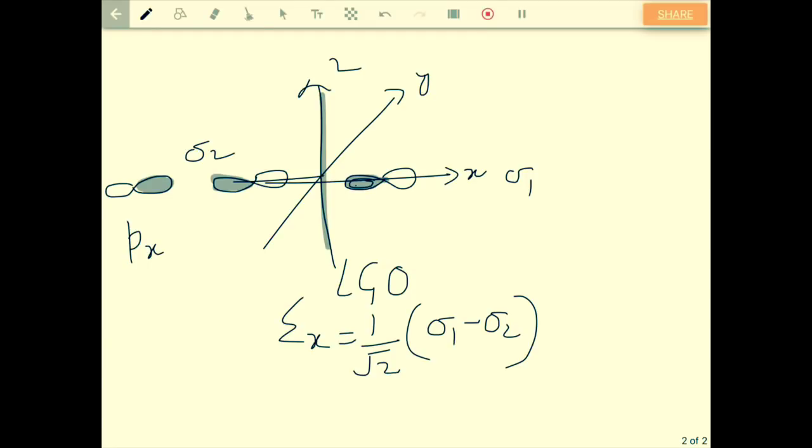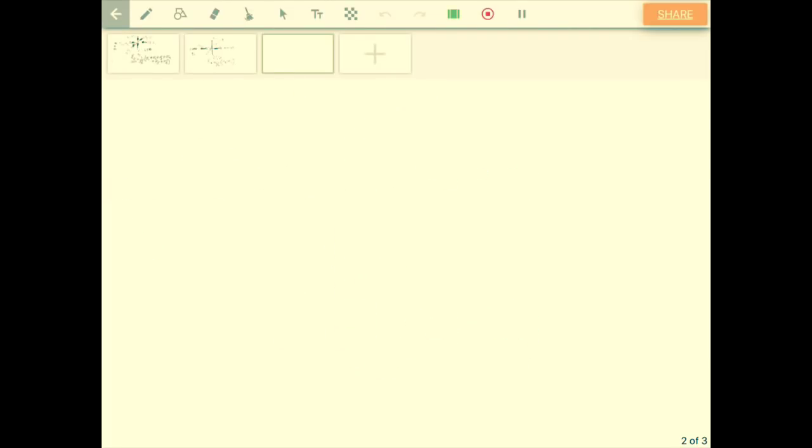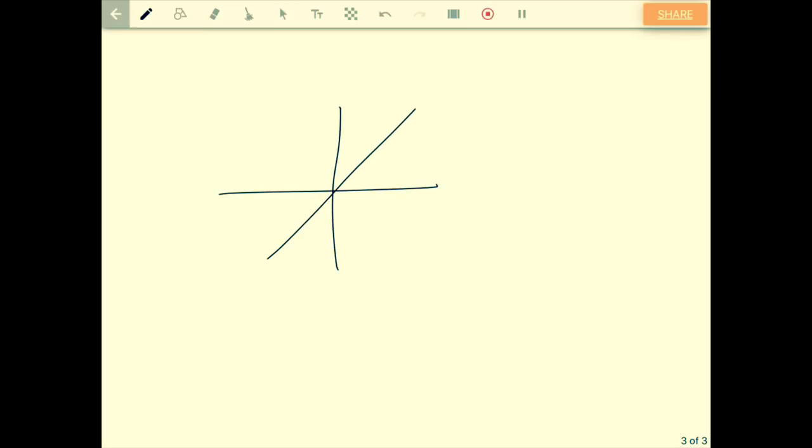So this is the ligand group orbital which can combine with the px orbital of metal. Now the other LGO can combine with the py orbital, this is y direction. So this is sigma 3 and this is sigma 4 and this is py orbital. This is py orbital of metal.